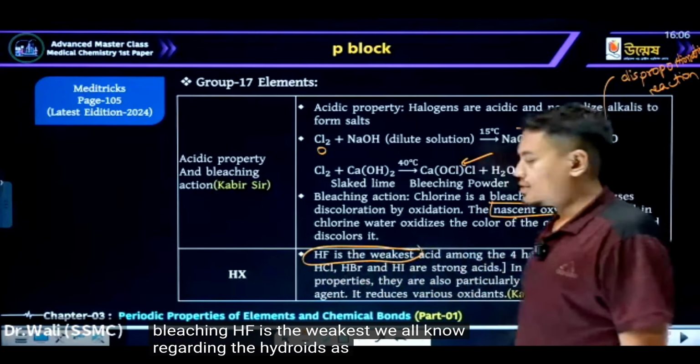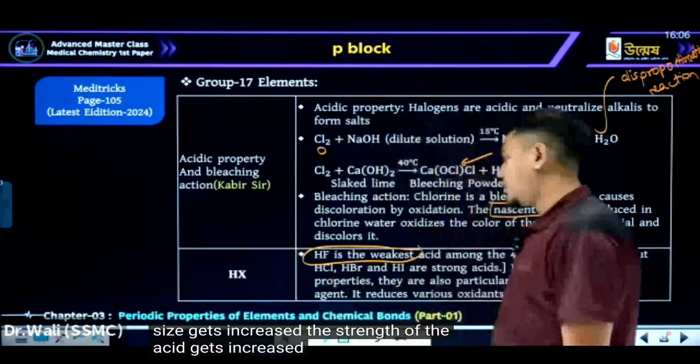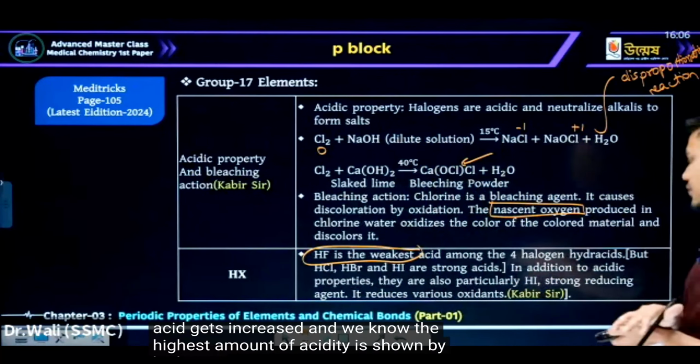HF is the weakest, we all know. Regarding the hydrogen halides, as the anionic size increases, the strength of the acid increases. And we know the highest acidity is shown by hydrogen iodide.